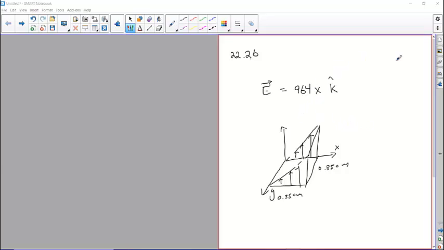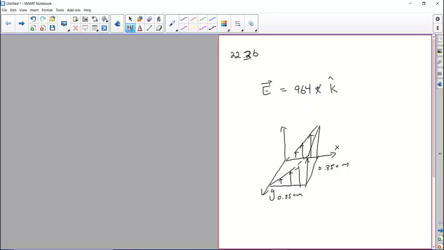Okay, so this is problem 2236. I don't know why I wrote 2236. What we have is an electric field that's pointing just in the z direction.